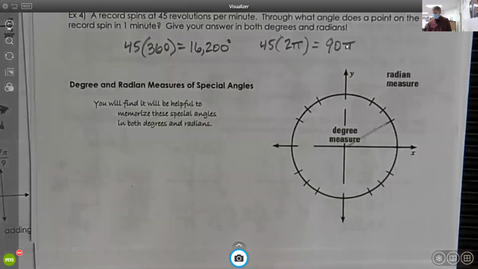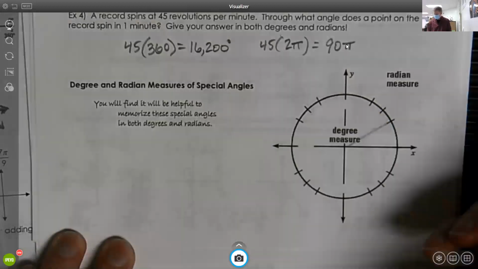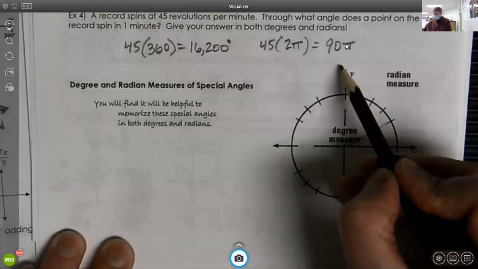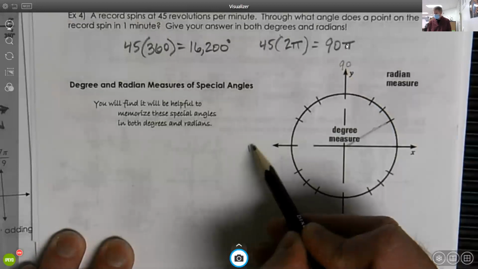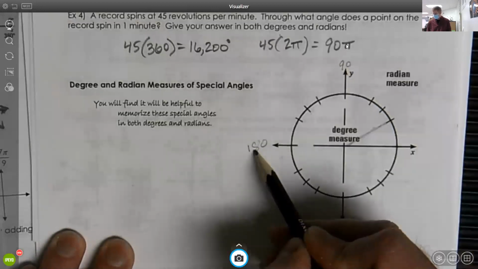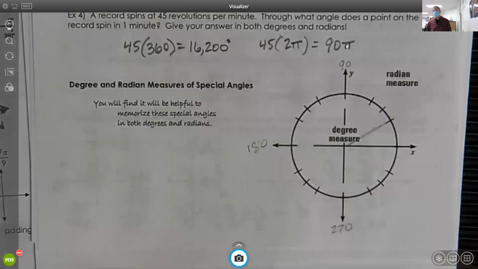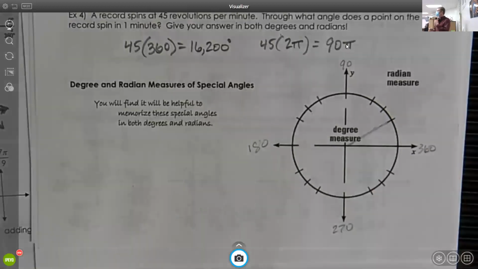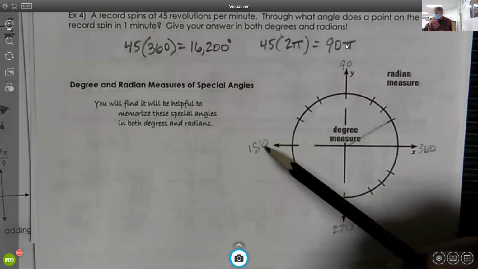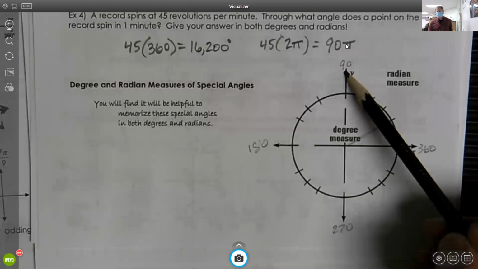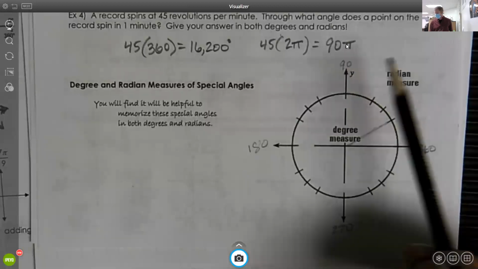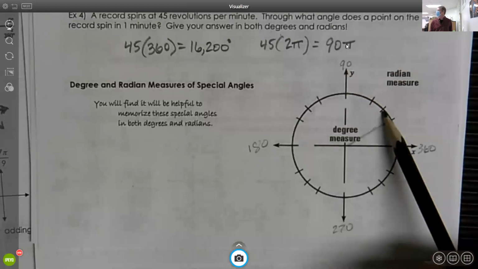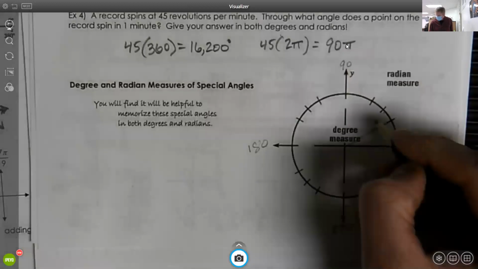Well, first, before we talk about that, let's go around and talk about all the big angles. We're 90 when we go straight up. We're 180 when we're off to the side. We're 270 when we're straight down. And we're 360 when we come all the way back to the beginning. So if you cut the 180 in half, you get to the 90. If you cut 90 in half, what degree would we be at? That would be 45. So that would be like 45 degrees.